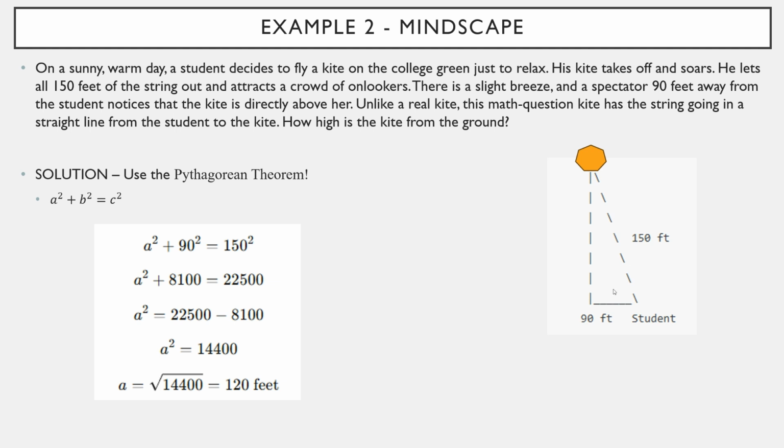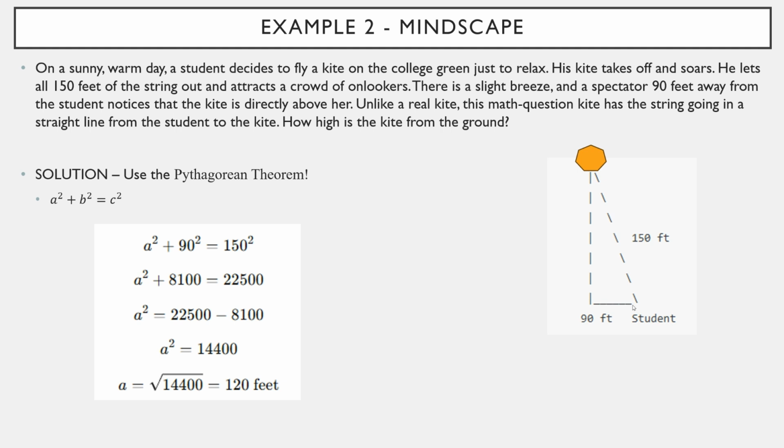Okay. Well, if it's right above her and you're at the ground, you could think of this as a 90-degree angle. So it's a right triangle. So I know the hypotenuse. I know this length. I just don't know the height. So I again would use a squared plus b squared is equal to c squared. I'm going to let the height, how high up it is in the sky, be a.